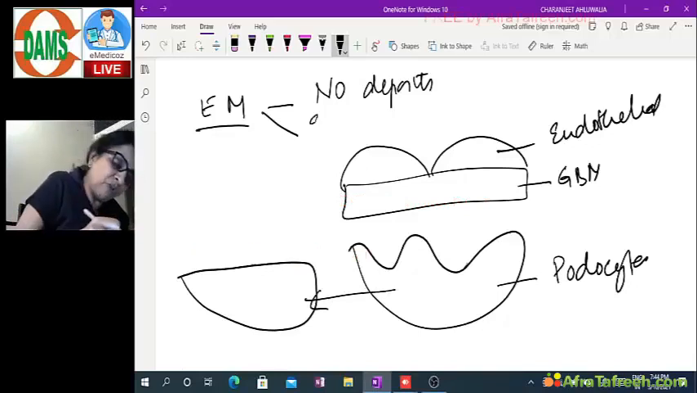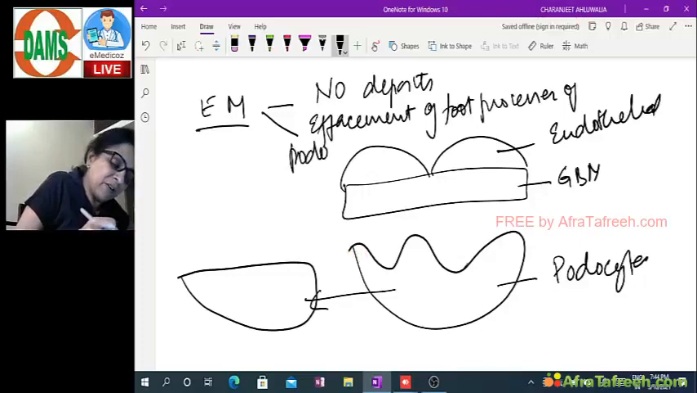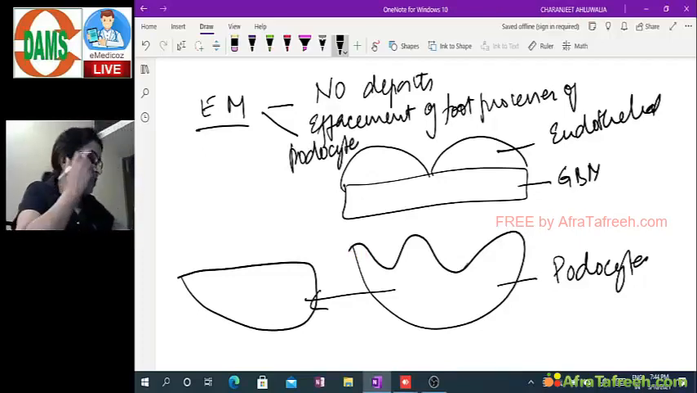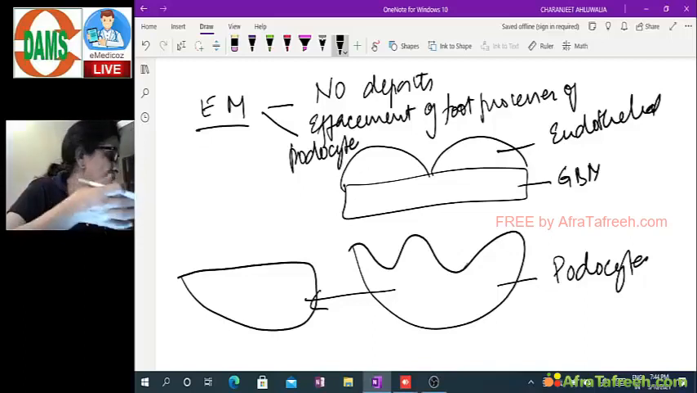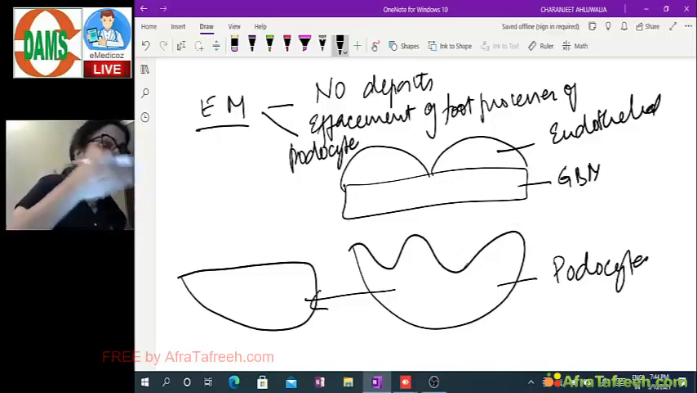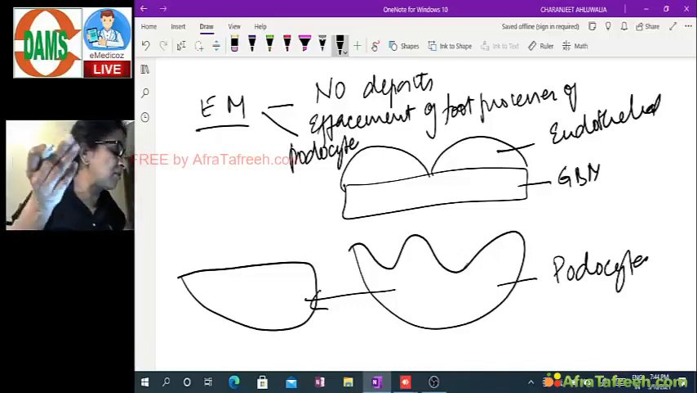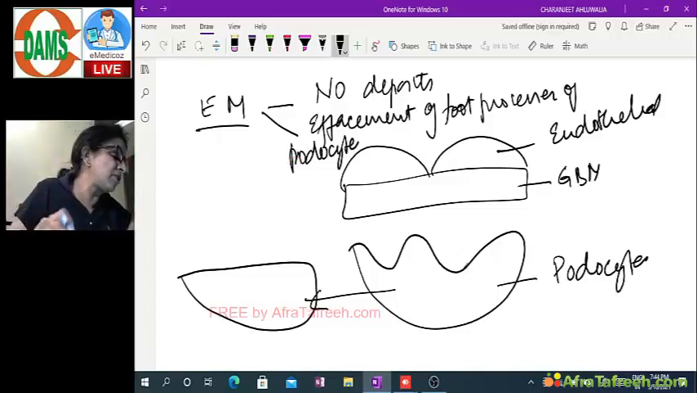So effacement of foot processes of podocytes. That is the only change that you see. Hence, because there is nothing on immunofluorescence and hardly any change on light microscopy, the only little change that you see is effacement of foot processes. Hence the name minimal change disease or lipoid nephrosis, or they also call it nil disease. Okay, so this is the most common cause of nephrotic syndrome in children.